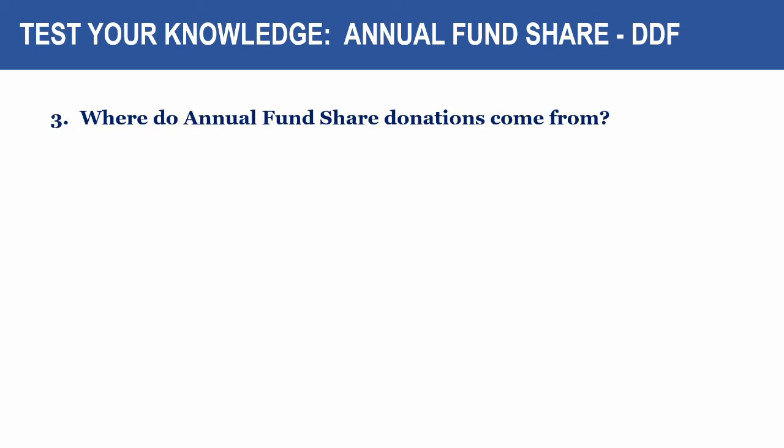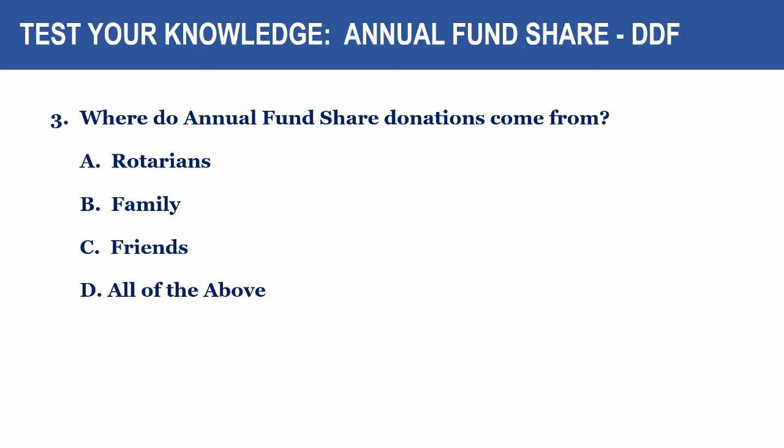Question three. Where do annual fund share donations come from? A, Rotarians. B, family. C, friends. D, all of the above. And the correct answer is D.